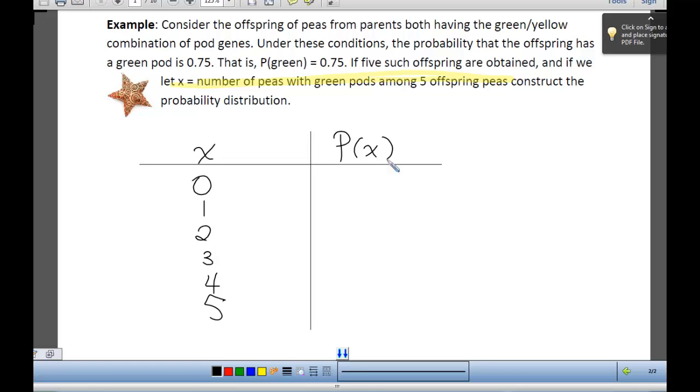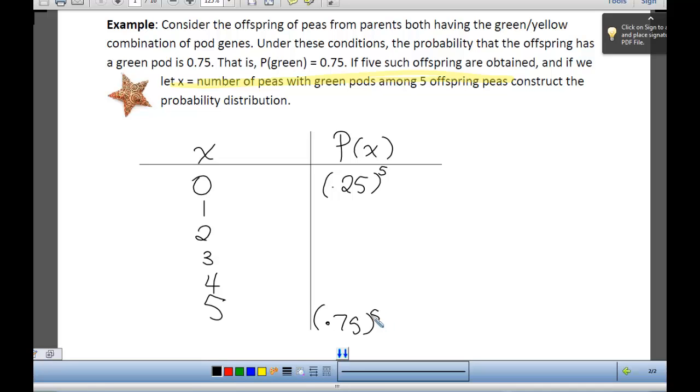Then, to finish this, we would need to calculate the probability of getting each of these. Okay, and 5 and 0 we could do pretty easily. They already told us the probability of getting a green is 0.75. That means the probability of getting yellow is what? 0.25. And if we're talking about yellow and yellow and yellow and yellow and yellow, that would be 0.25 to the fifth, whatever that comes out to be. And then if we get all green, that would be 0.75 to the fifth. Okay, we could figure out what that is.